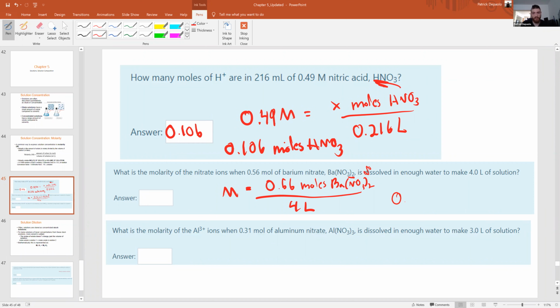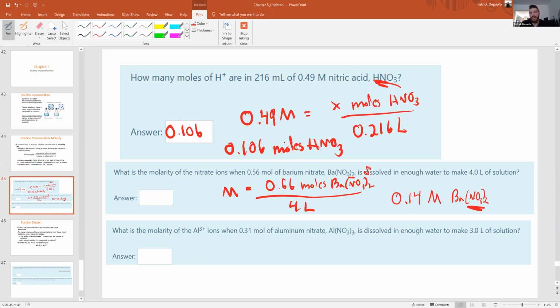Yeah, so 0.14 molarity. This is the molarity of BaNO3. That's important. So now we know that, but it's asking for what is the molarity of the nitrate ions. So we know the molarity of barium nitrate, where there's 2 of them, is 0.14.